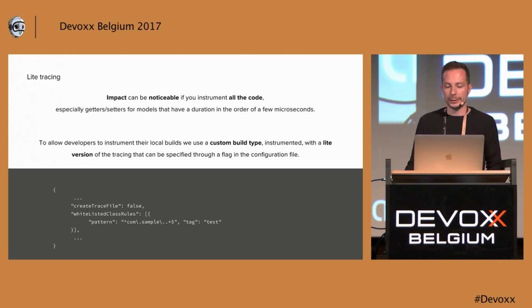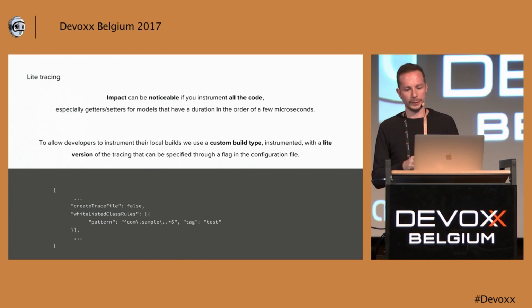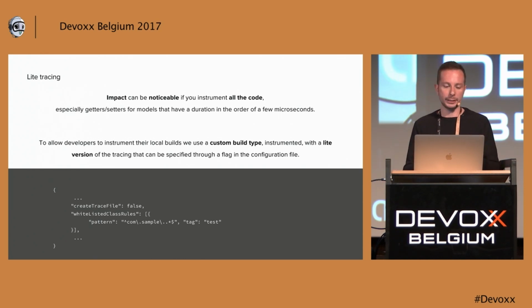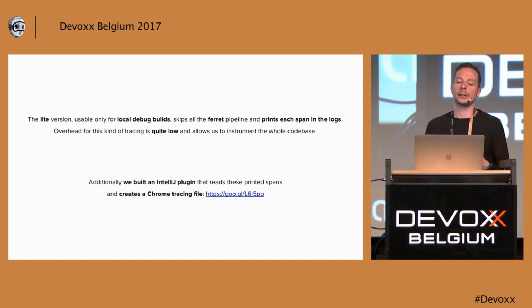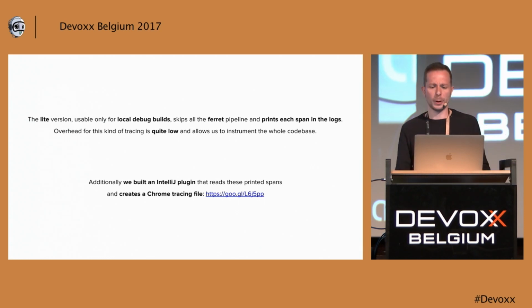But then we realized that we also wanted to give developers a tool to instrument their local builds. And so we created this thing called the light tracing, and it's a light version that can be configured through this flag in the configuration file called create trace file. And then we have a build type that just uses a configuration with this flag set to true. So the light version can be used only for local debugging. What it does is skip all the Ferret pipeline and print each span in the logs. And then the overhead for this is quite low, just a few hundred microseconds.